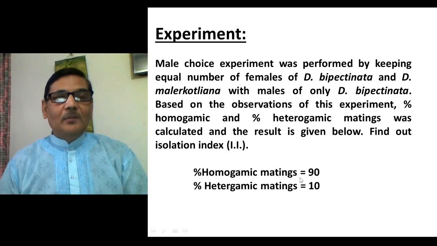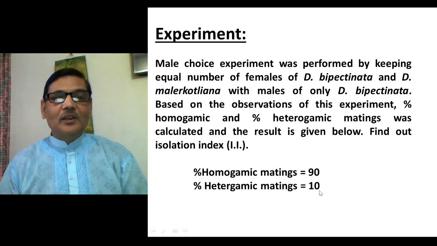Percent homogamic matings, that is given here in this data, that is 90%, means 90% A males mate with its own species females, that will be homogamic mating, and it is only 10% mating which occurs between the Drosophila bipectinata male and Drosophila malerkotliana female. Now there is a question.